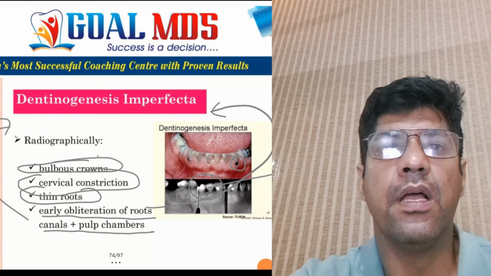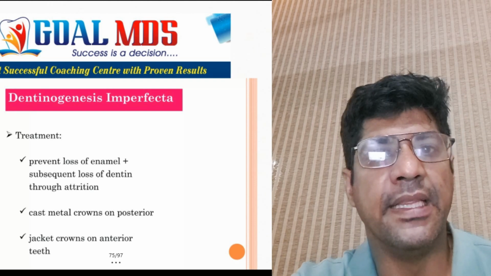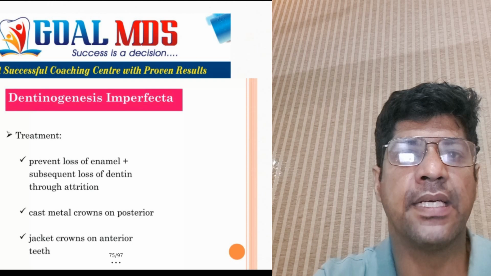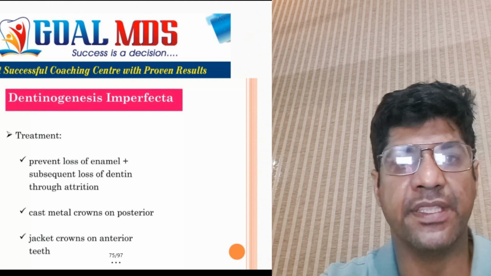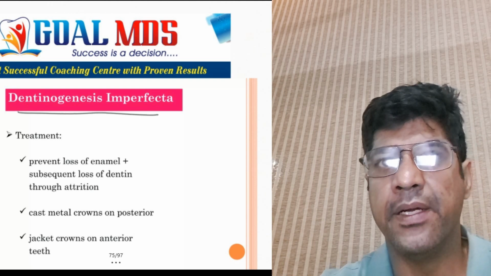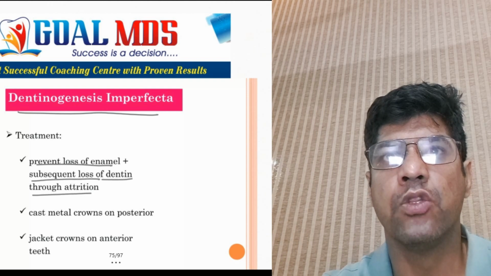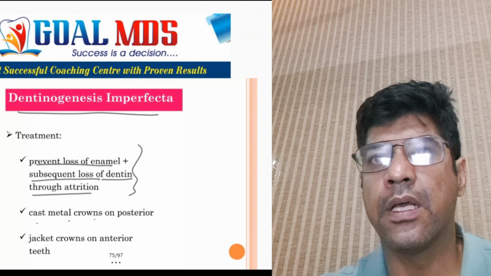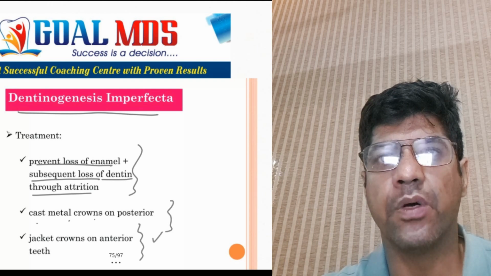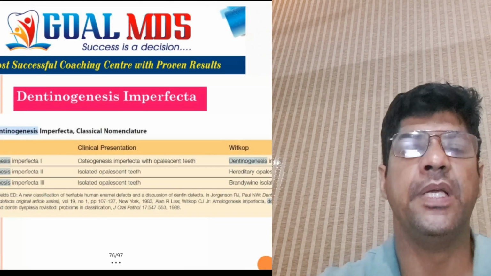Some teeth will have expanded pulp, also known as shell teeth, due to the thin dentine and enlarged pulp. So these shell teeth are often associated with dentinogenesis imperfecta. So what would be the treatment? You have to prevent the loss of enamel and subsequent loss of the dentine through that region. What we can give the patient is cast metal crowns on the posterior and jacket crowns on the anterior teeth. That would be the best approach.